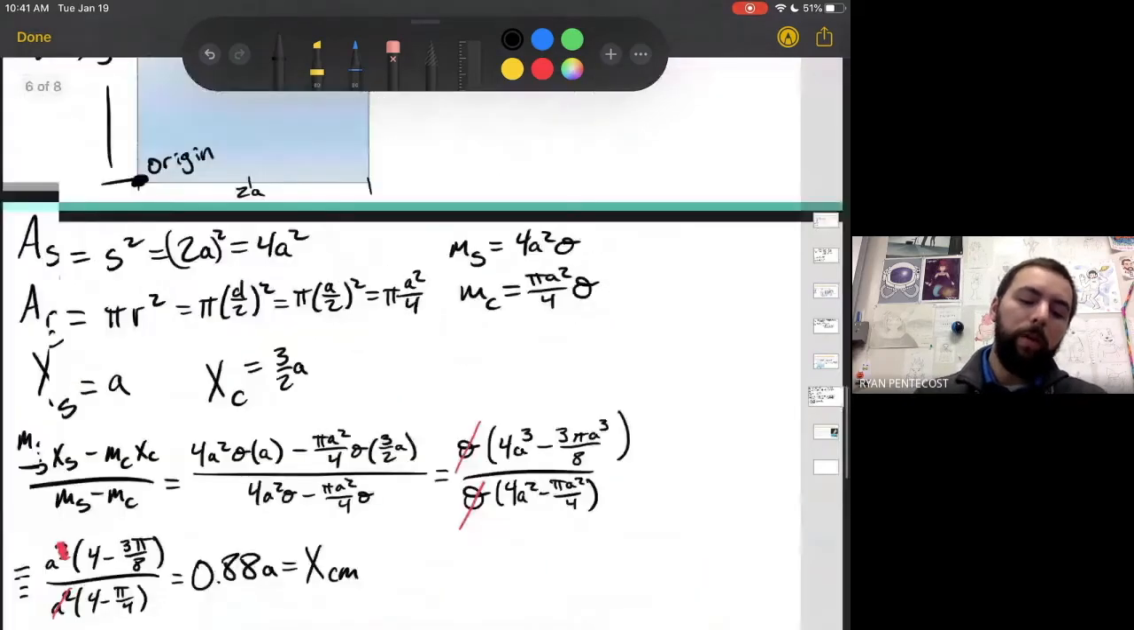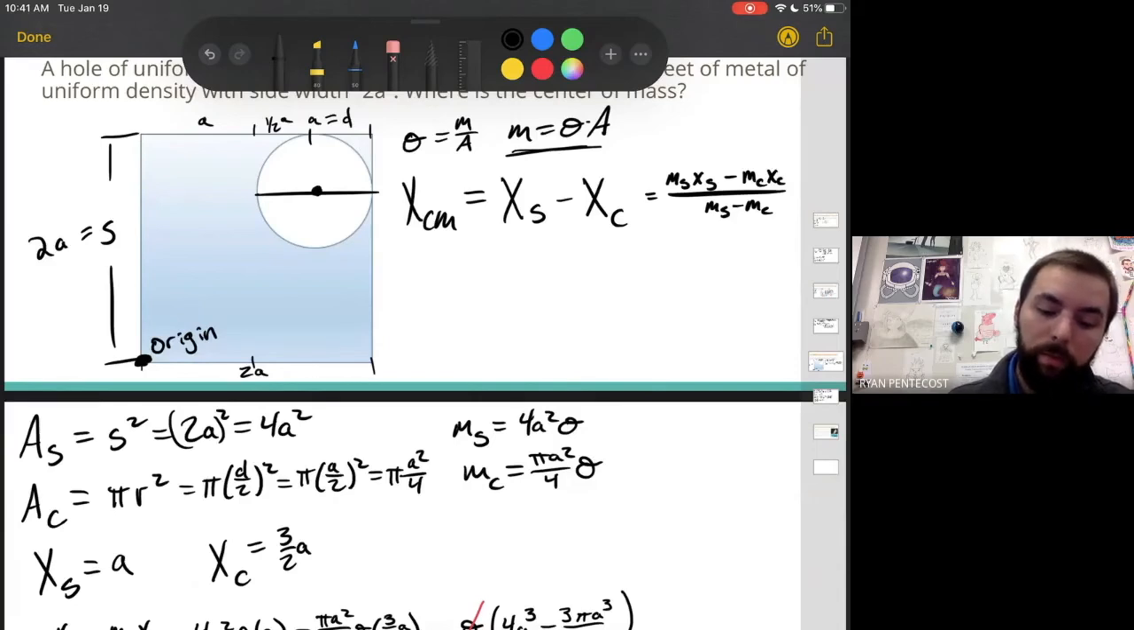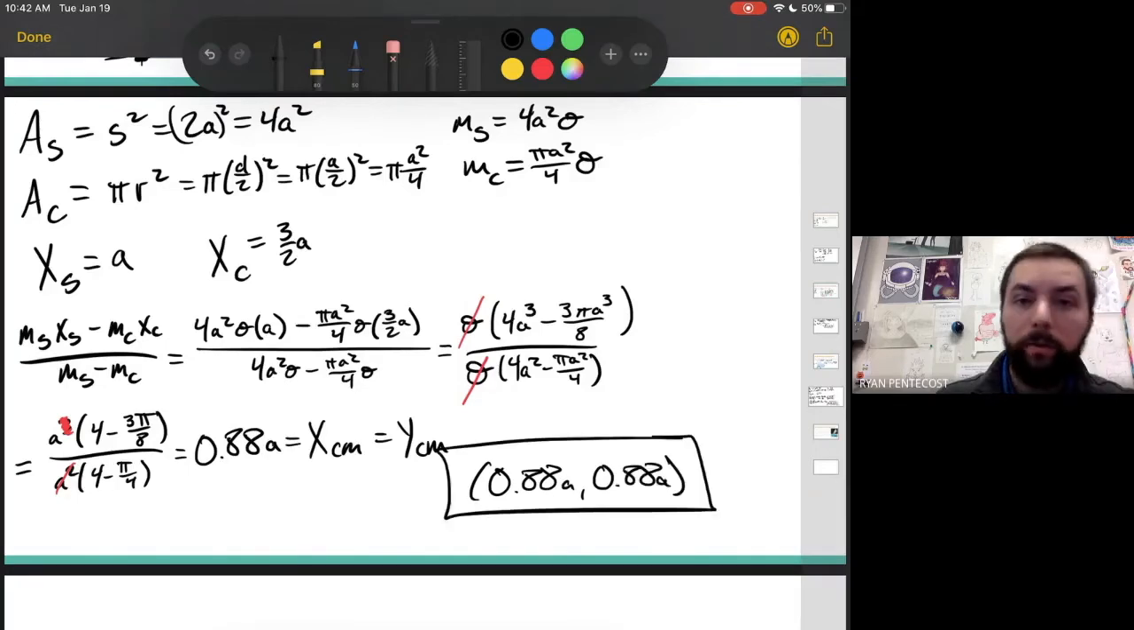Now, we can do the exact same thing for the y. However, look at the symmetry. Since this is all symmetrical, we're going to have 1/2 a here from, and then you've got a there, right? So this is all going to be the exact same in the y direction because of where we chose our origin. So that also equals our y center of mass. So our answer will be 0.88 a, 0.88 a. And that is our center of mass, right?